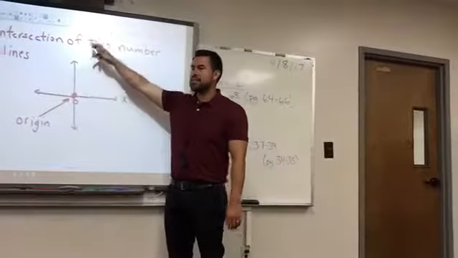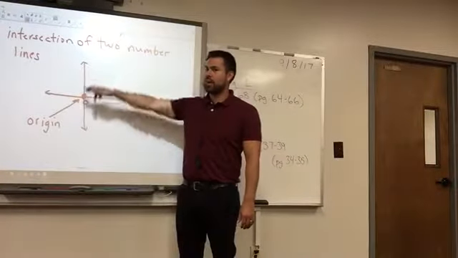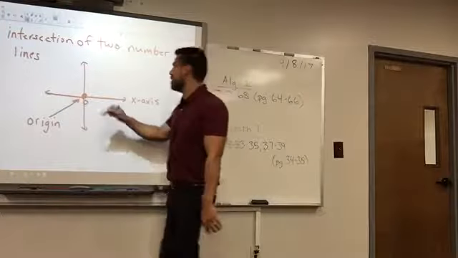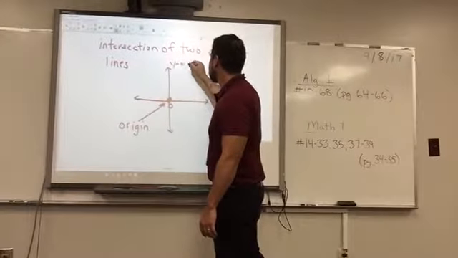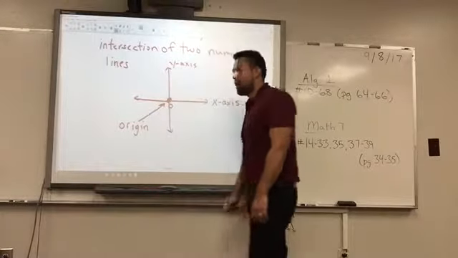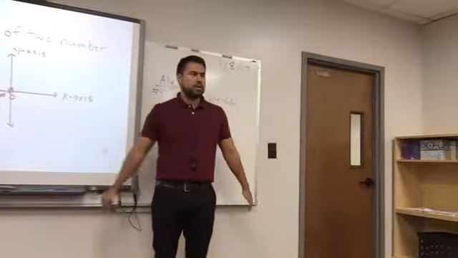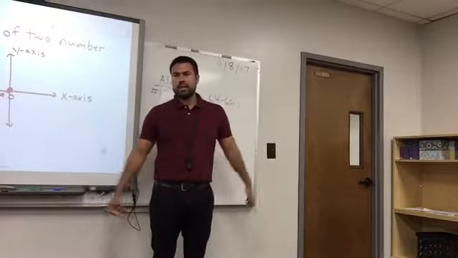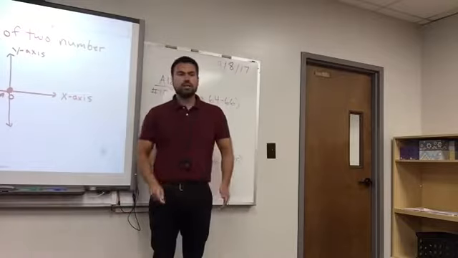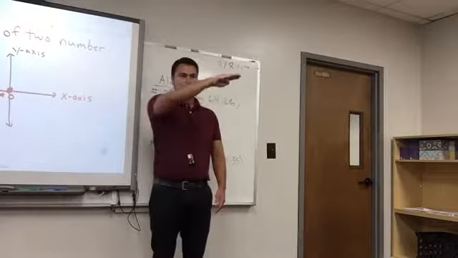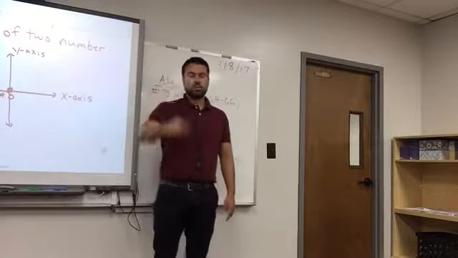All right, so what's this vertical number line called? A specific name, Braden? Y-axis. Y-axis there. Okay? Those are the basic parts of a coordinate plane or the coordinate system. Two number lines that intersect at the origin.